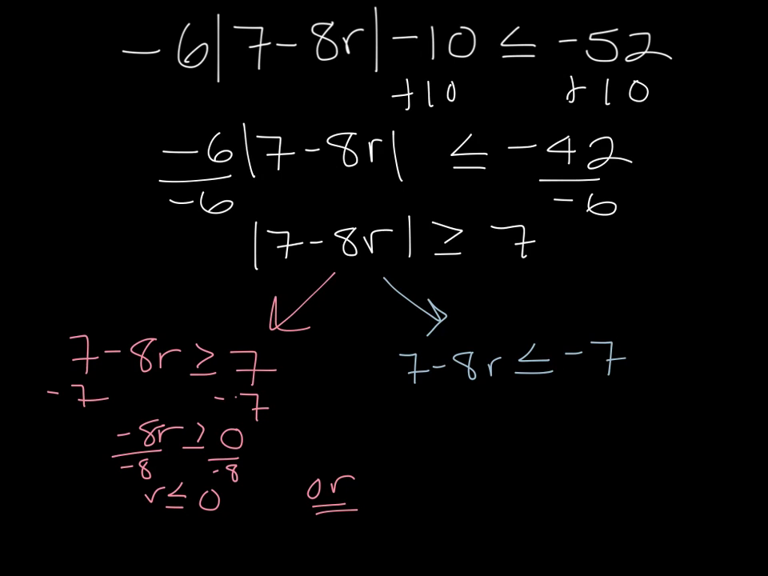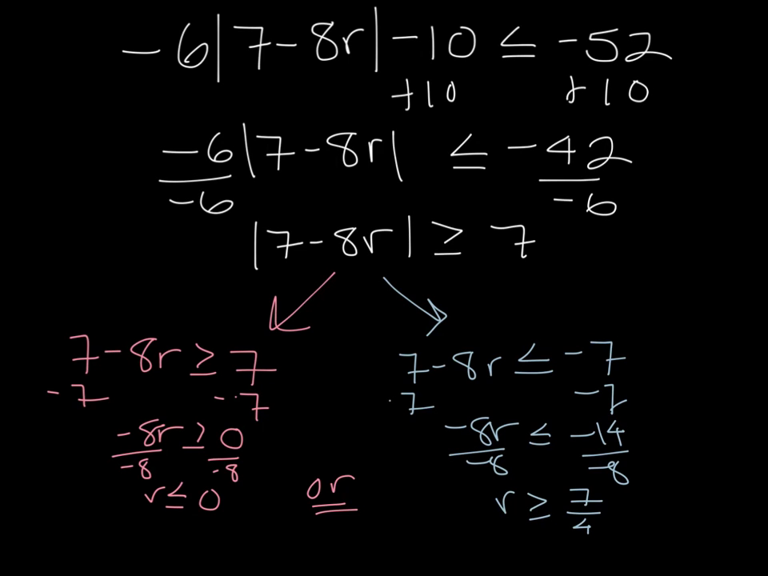On the other side, we are going to subtract 7 from both sides. We get negative 8r is less than or equal to negative 14. Divide both sides by negative 8. And we get that r is greater than or equal to, we can reduce negative 14 over negative 8 to 7 over 4.